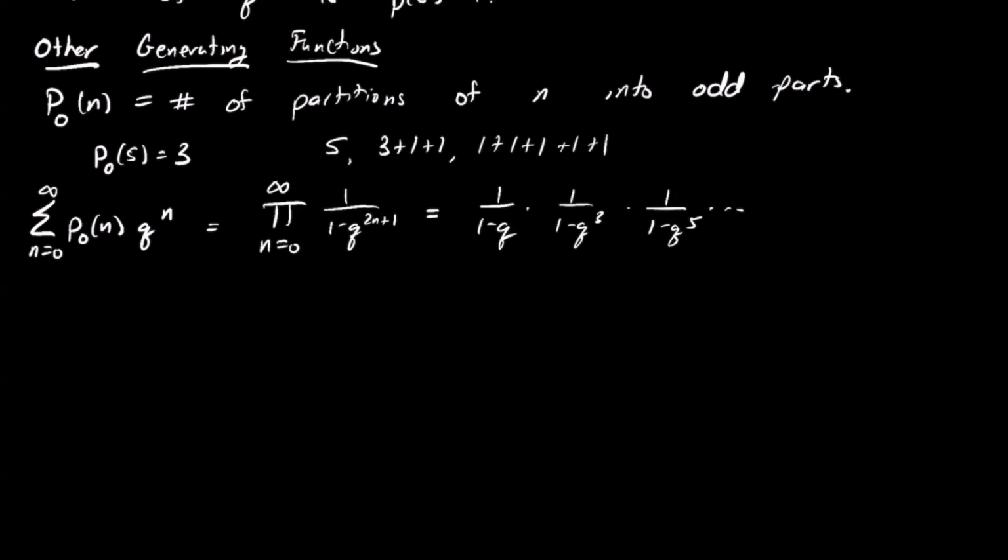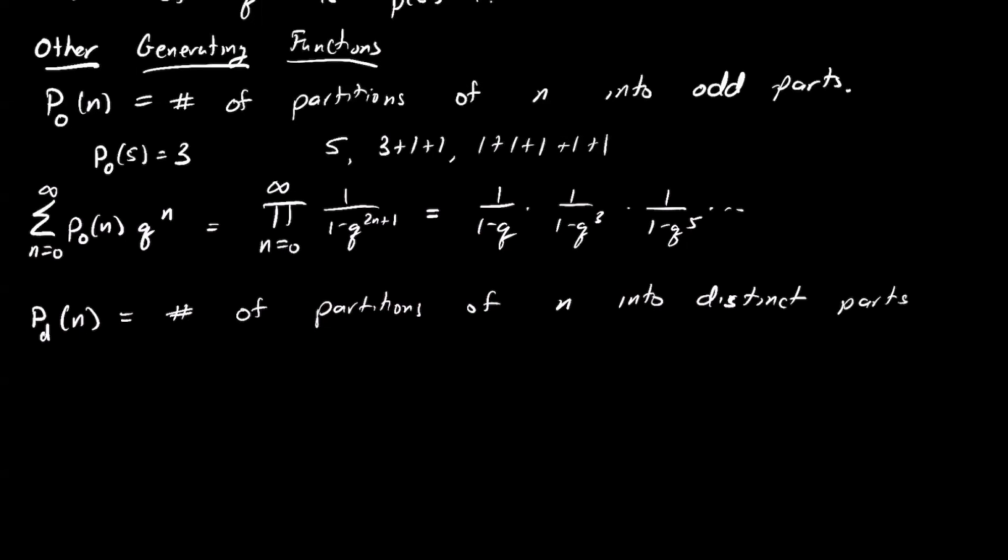What if I want to partition n into distinct parts? What if I don't want parts to repeat? So what I'll do is I'll define another function. I'll call it PD of n. Maybe I'll write this as lowercase d to make it a little bit nicer. PD of n is the number of partitions of n into distinct parts. So in the sense that we don't want any part to repeat. Right? So we don't want any partitions like 1 plus 1 plus 3. That's a partition where the parts aren't distinct because the ones repeat.